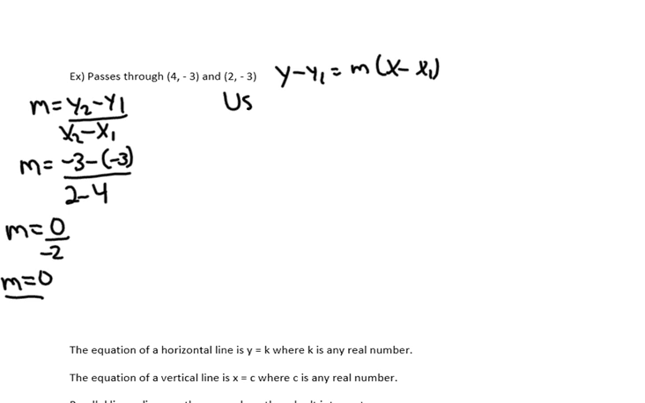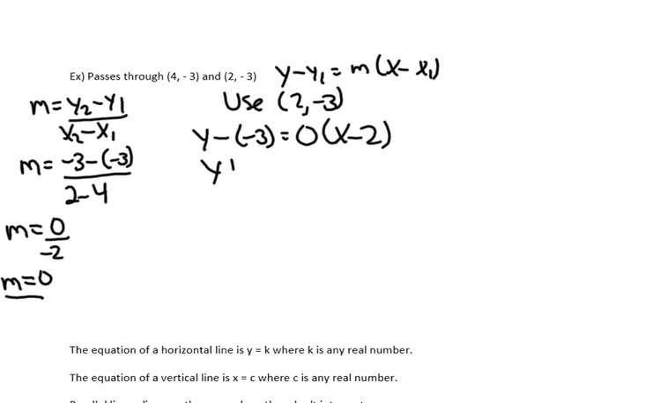So again, I'm going to use 2 and negative 3. Again, it does not matter which ordered pair that you pick here, they both should work. So y minus a negative 3 equal to 0 times quantity x minus 2. Now, on the left side, that's y plus 3. On the right, 0 times anything is 0. Subtract the 3, and that is the equation of a horizontal line, y equal to some sort of constant. In this case, that's negative 3.